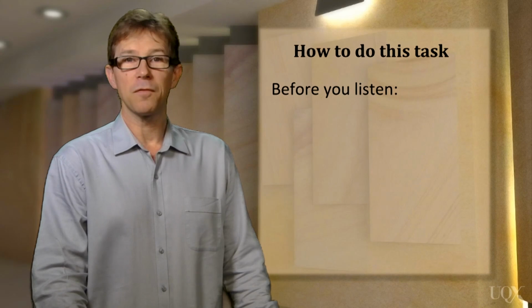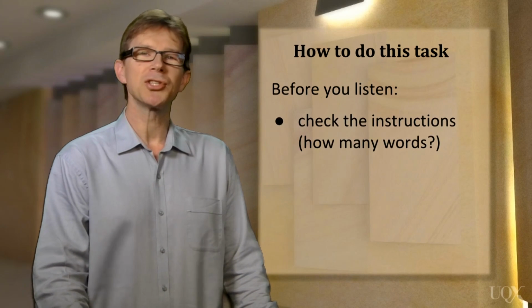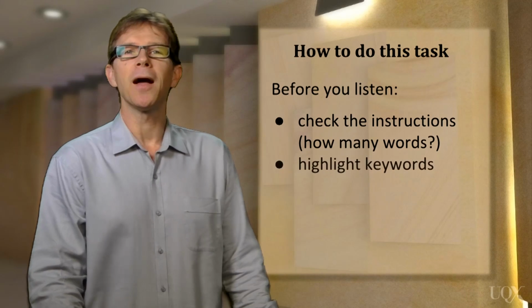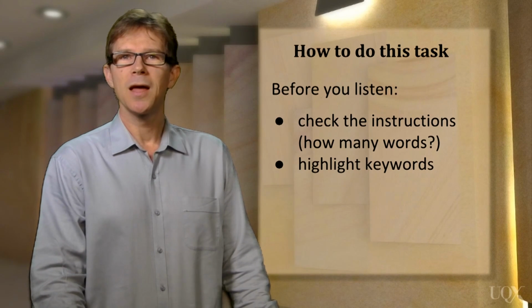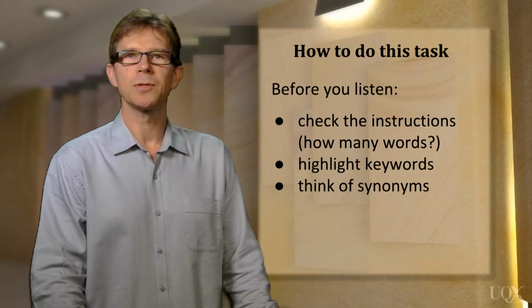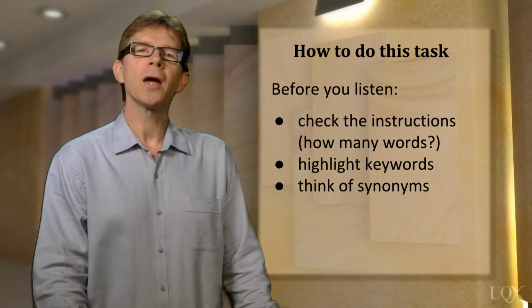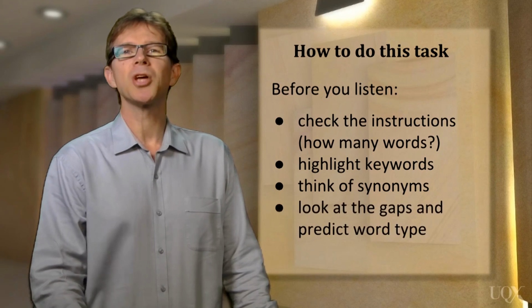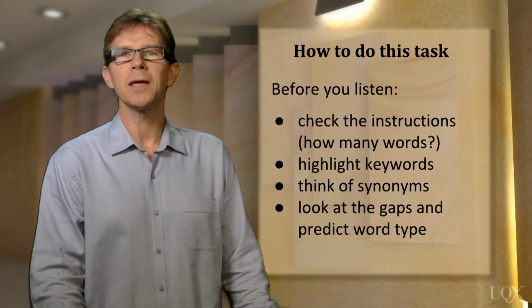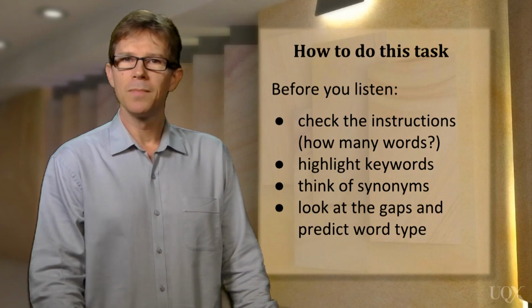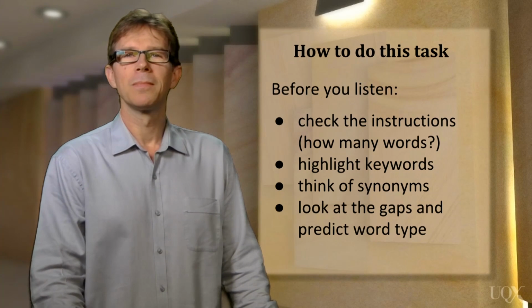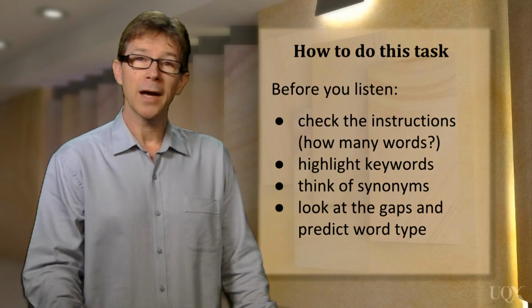Let's talk about how to approach this task. First of all, before you listen, read the instructions carefully to see how many words or numbers you need to write in the answer. Then, highlight the key words in the sentences and think of similar words, synonyms, that you might hear in the recording. You should also think about the type of word that might complete each gap. For example, could the missing word be a time or maybe an amount? Could it be a noun or an adjective perhaps?